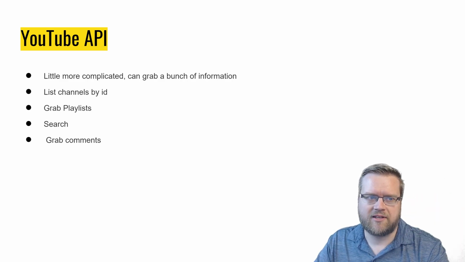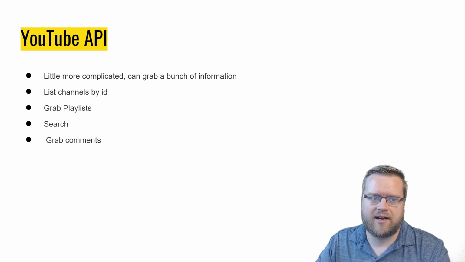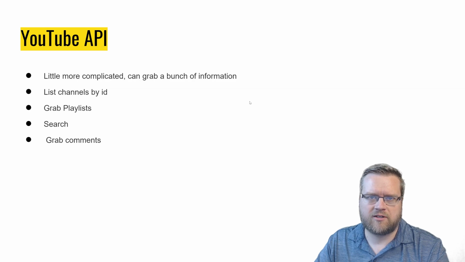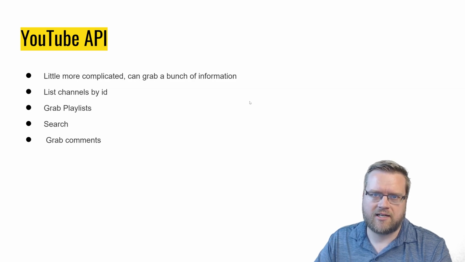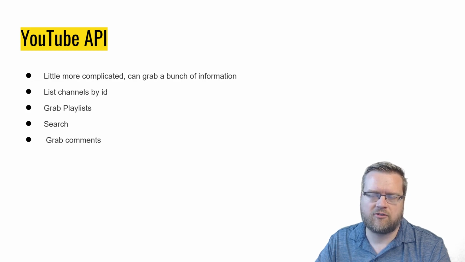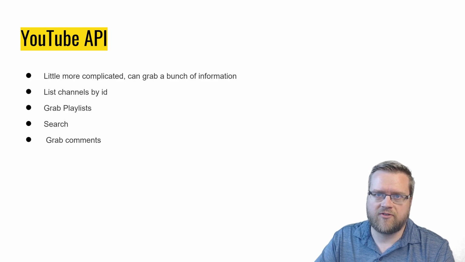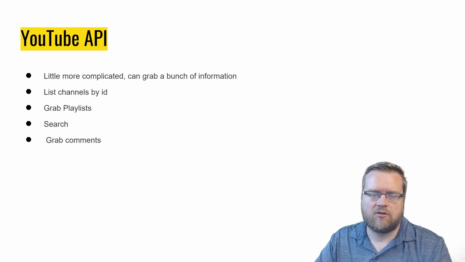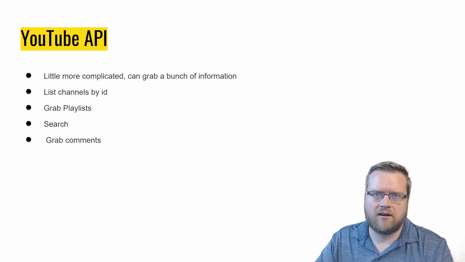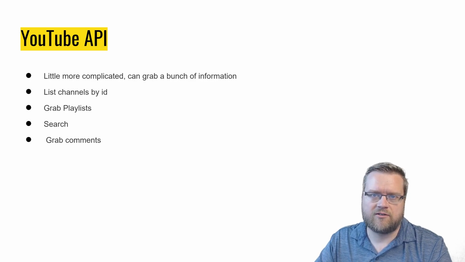YouTube API. So YouTube has their own API. Of course, you need to be authenticated to be able to use it. And it's a little more complicated, but you can grab all sorts of crazy information. Once you're logged in and authenticated, you can start doing searches for channels. You can grab channels by their ID. You can grab playlists. You can grab comments. You can figure out which videos have the most views, which have the least views. You can grab what the most popular comments are. There's a whole bunch of stuff you can do with the YouTube API.